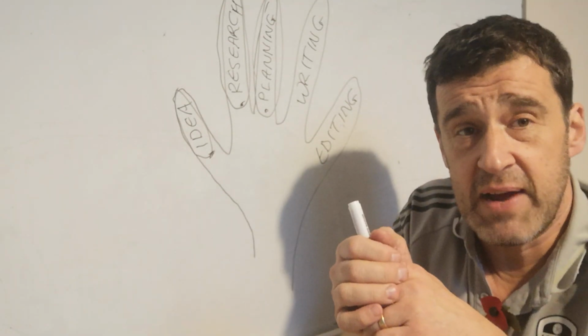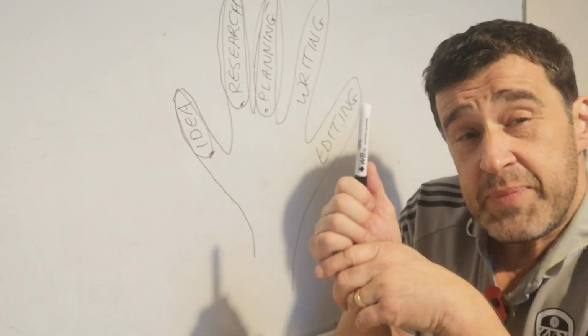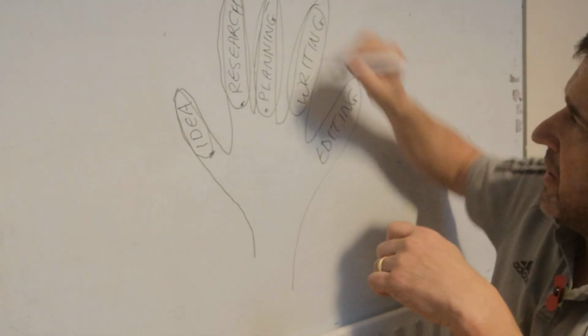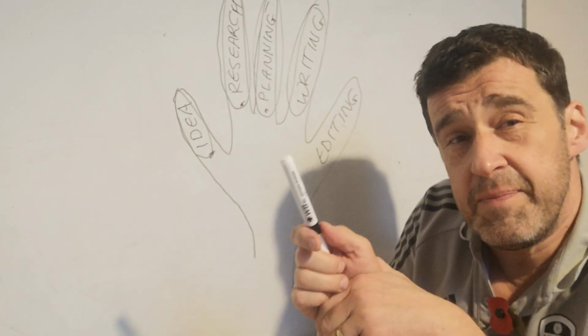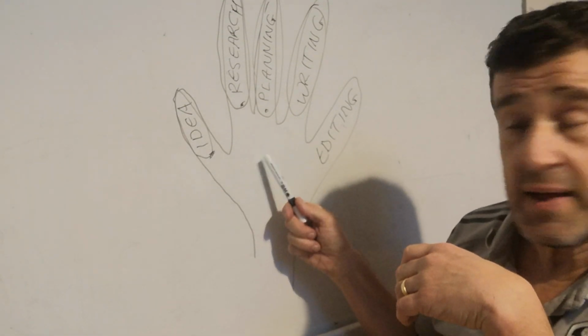Then I start writing. For me, when I'm writing, for stage 4, writing, I'm really conscious that I'm going to edit. So I know when I'm writing something that I'm going to edit it.